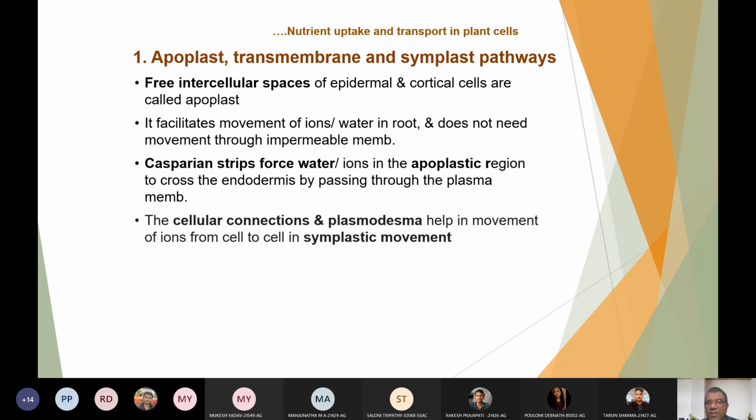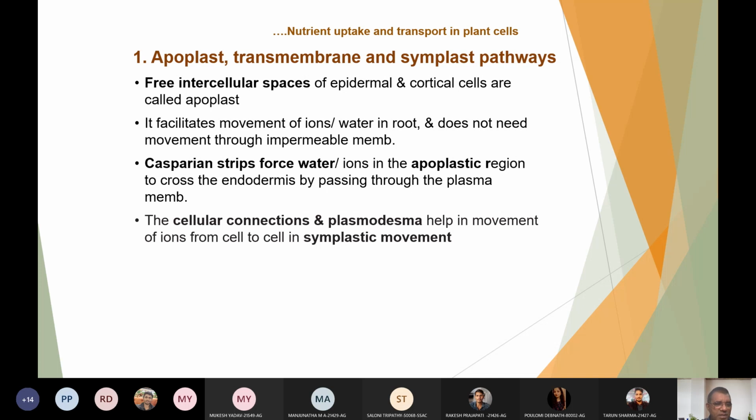So it is not necessary to pass through the impermeable membrane, which is the plasma membrane. So it will be outside the plasma membrane and within the cell wall. That kind of movement is apoplastic movement. Casparian strips force water or ions in the apoplastic region to cross the endodermis by passing through the plasma membrane. So these Casparian strips sometimes can help.